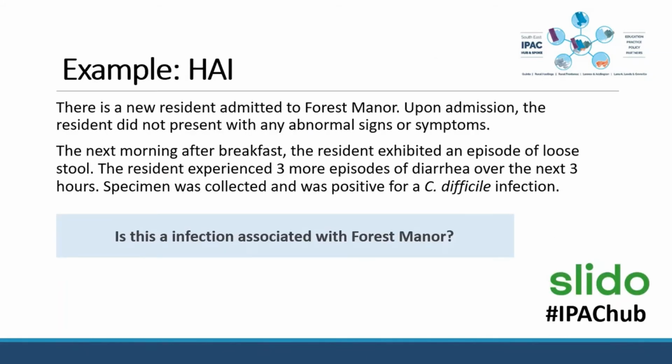Our first example is again at Forest Manor. There's a new resident admitted to Forest Manor. Upon admission, the resident did not present with any abnormal signs or symptoms. The next morning after breakfast, the resident exhibited an episode of loose stool. The resident experienced 3 more episodes of diarrhea over the next 3 hours. A specimen was collected and it was positive for C. diff infection. Is this infection associated with Forest Manor? Meaning, is it nosocomial to Forest Manor? Is it healthcare acquired? Take a minute to enter your answer into Slido.